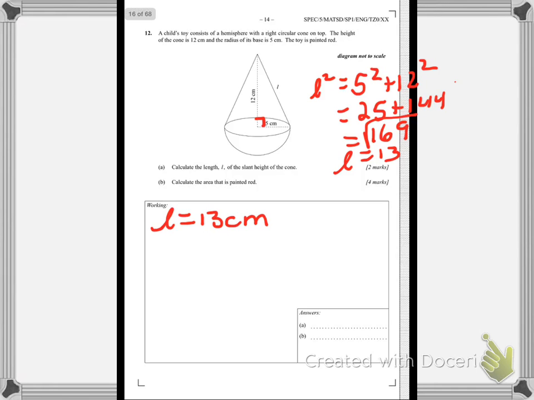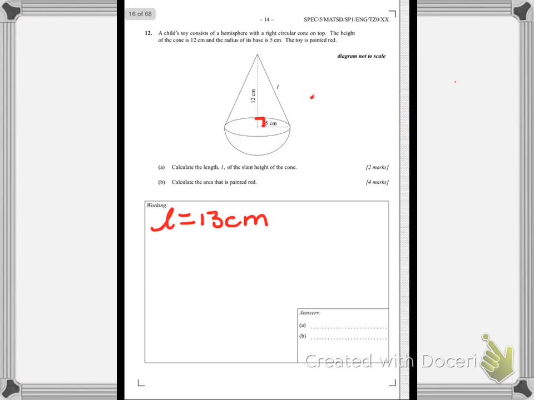Now it is calculate the area that is painted red. So let me read this. It's the whole outside painted red. The height of the toy is painted red. All right, so I need to erase this because I want the whole thing. So do you see that I have two shapes here? And this is called surface area.